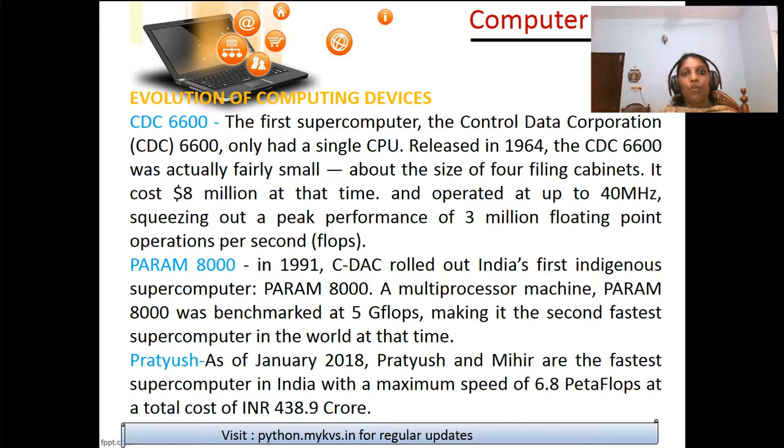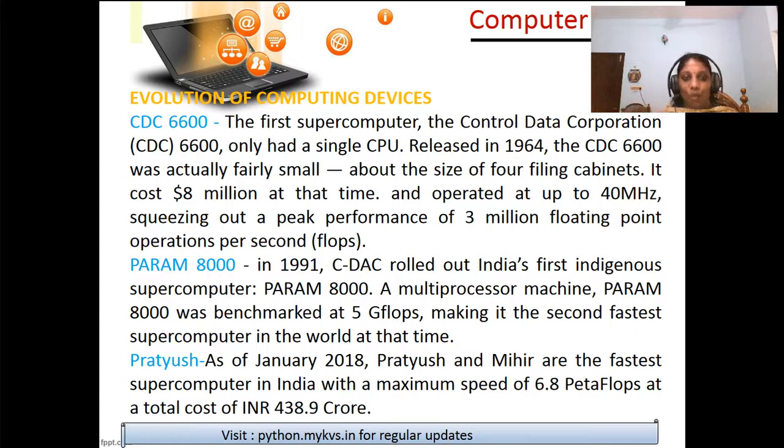It is mainly meant to store bulk amounts of data for scientific purposes or government purposes, especially for weather forecasting or for the military's usage. Definitely a secretive section will be there. Now, in that way, the first supercomputer developed was CDC, Control Data Corporation. It only had a single CPU. You should know what a CPU is, Central Processing Unit.